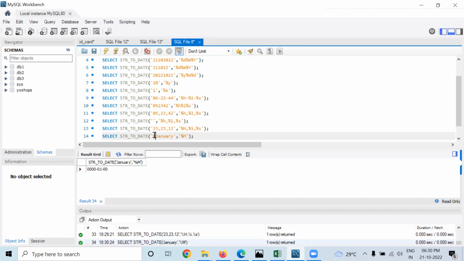If I am taking it as 1 January 2022, then I have to mention percentage D, hyphen, percentage. What should I write, everyone? Capital Y, correct. Capital Y. Now it is okay, right? So whenever you are writing month in terms of words, in that case, you have to use capital M. I hope it is clear to all of you.